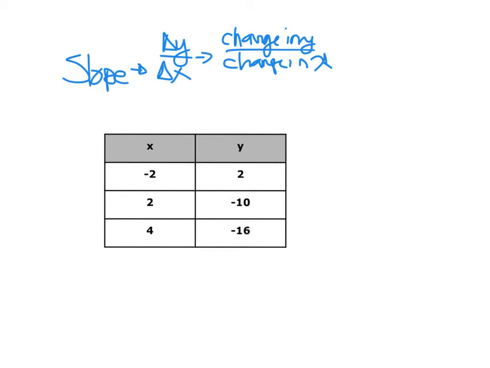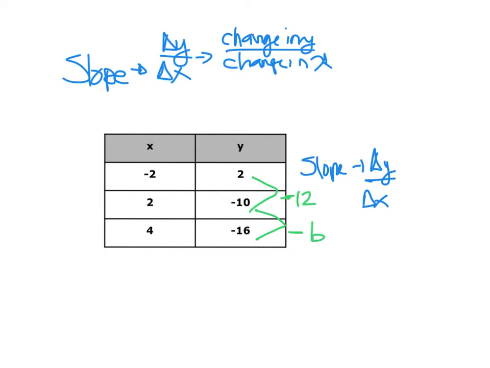Knowing that I'm looking for the slope, we use the formula delta y over delta x. The first thing I want to know is, what is the change in y here? If I look at the first one, negative 2 to positive 2, to negative 10, I know I'm going down, but I need to figure out by how much. In this case, the difference is negative 12. From negative 10 to negative 16, that's a bigger negative, so again a decrease, but this time of 6.